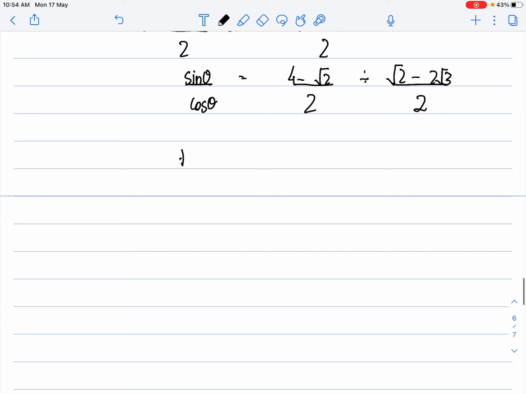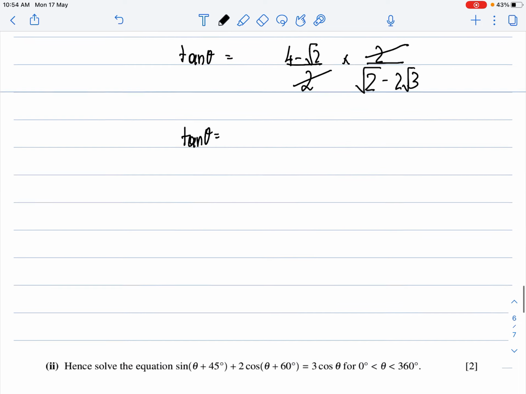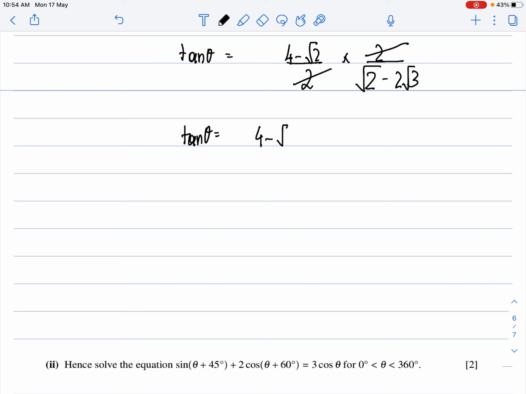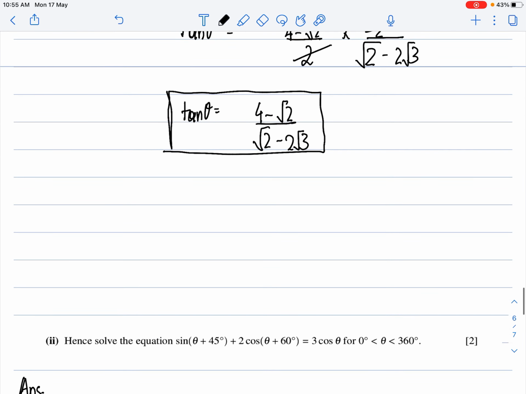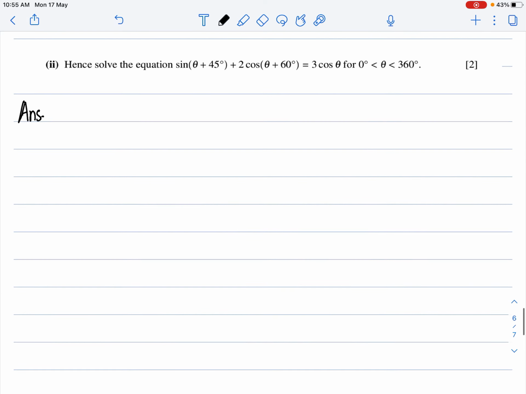So I can write sin theta over cos theta as tan theta equals 4 minus root 2 over 2 into 2 over root 2 minus 2 root 3, where I can cancel the 2 to get tan theta equals 4 minus root 2 over root 2 minus 2 root 3. It is the final answer, and I've written tan theta in terms of surds. Now, hence solve the equation.